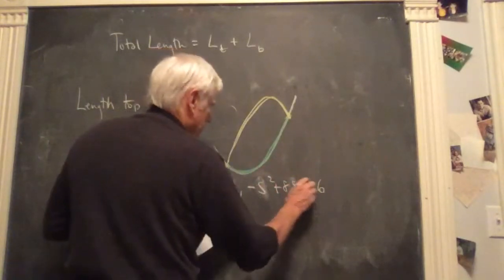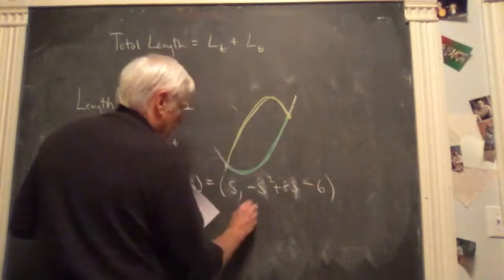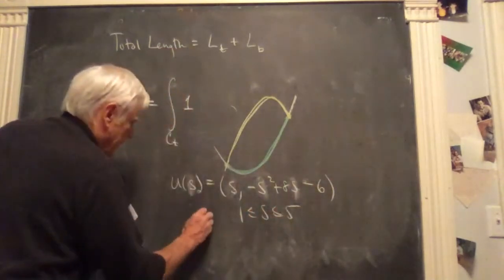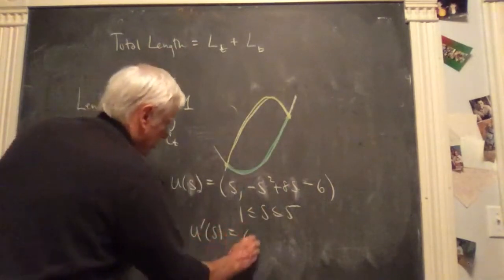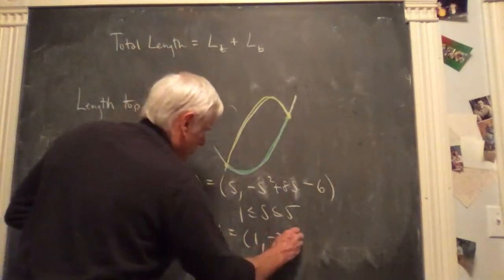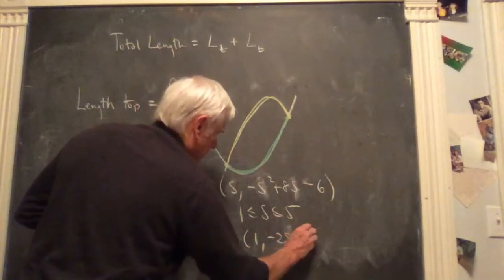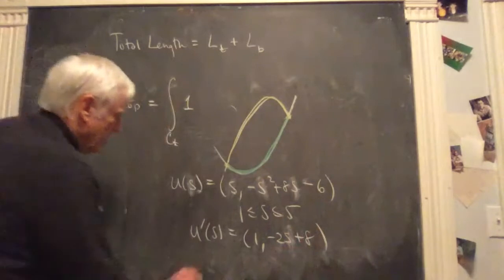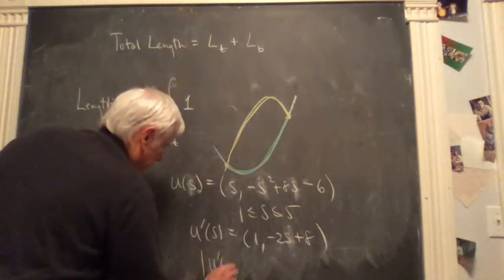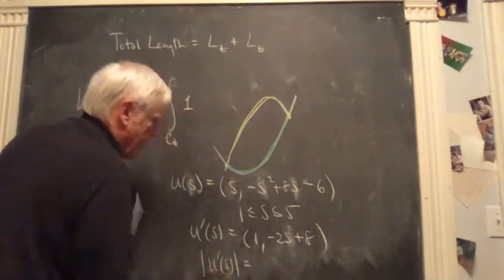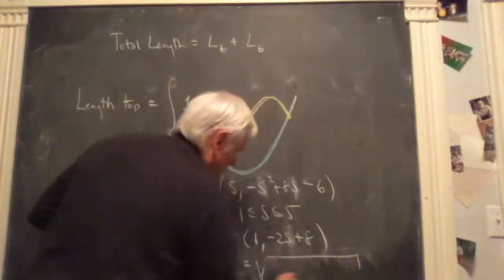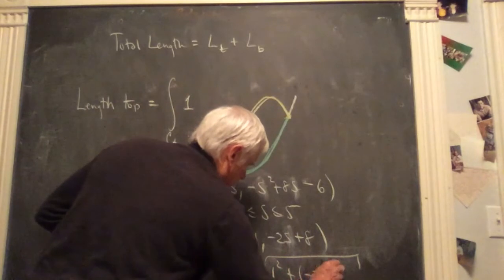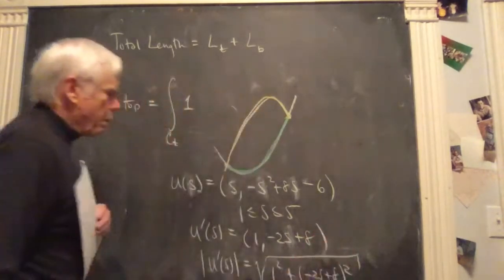Minus 6, for 1 less than or equal to s less than or equal to 5. U prime of s is 1, minus 2s plus 8. So the speed, which is the expansion contraction factor in this case, is the square root of 1 squared plus minus 2s plus 8 squared.